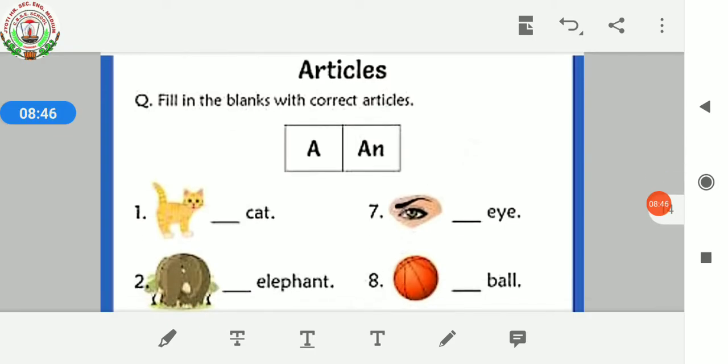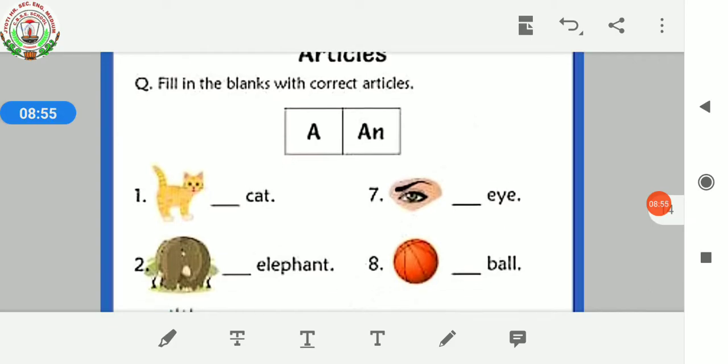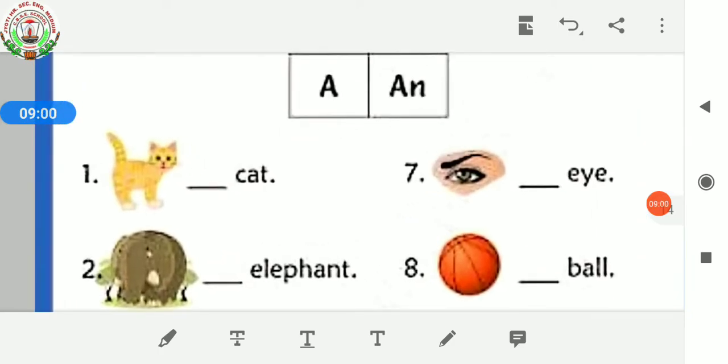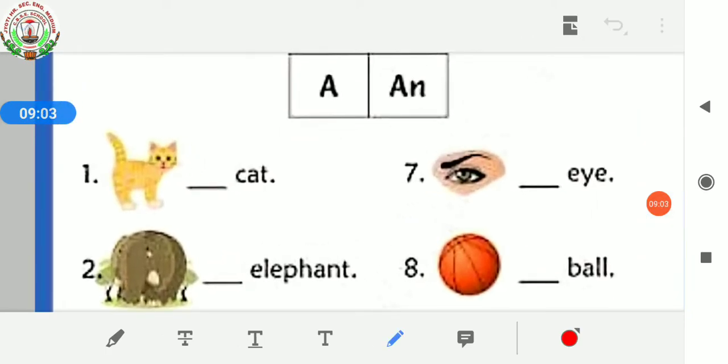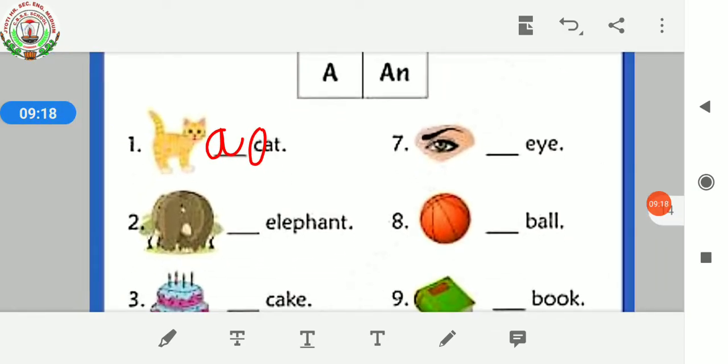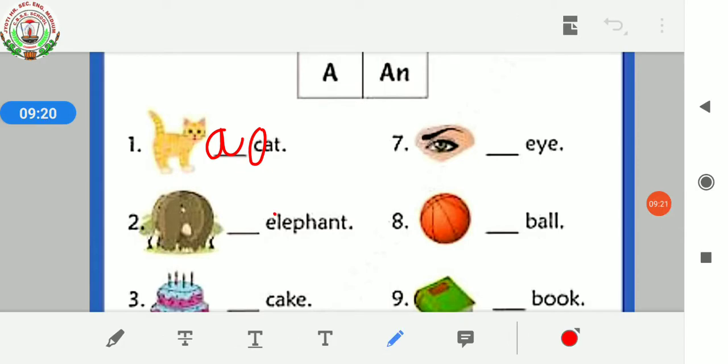Now articles. The question is filling the blanks with correct articles, a and an. This one is also your homework, and you have to do it in your English copy. Look at the first word, cat. Cat starts with the letter C, and we know that C is a consonant, and before a consonant we will use a. Now the next word is elephant. In the word elephant, E is the starting letter, and E is a vowel. So before a vowel, what do we use? We use an.